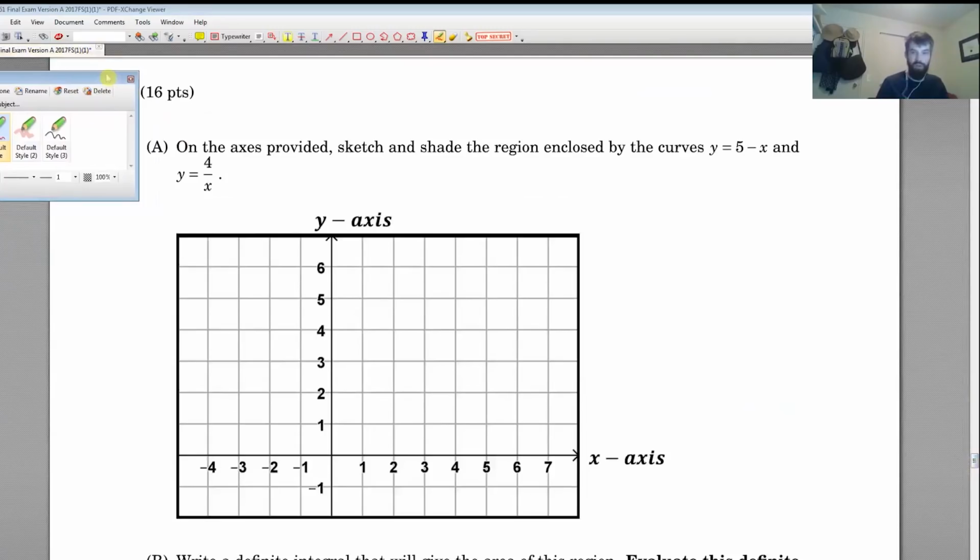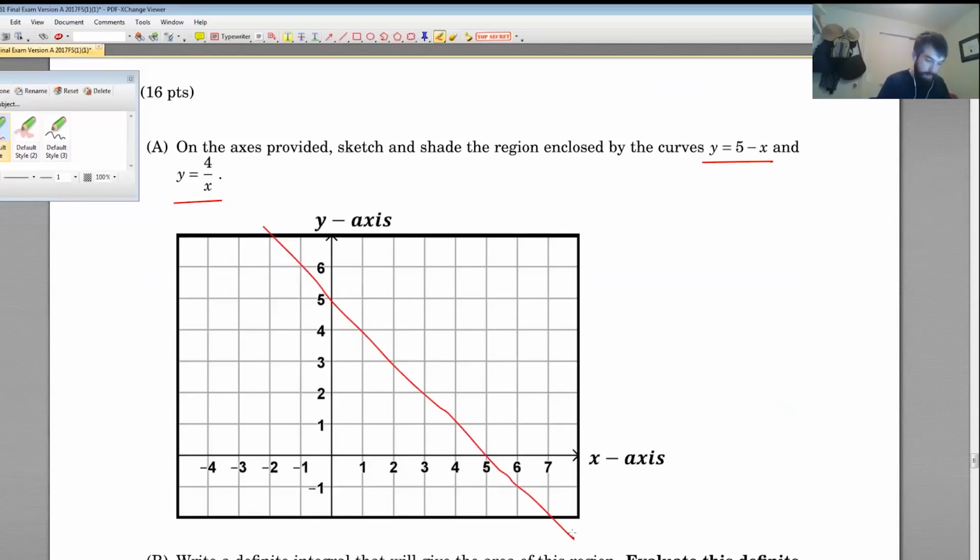We know that areas and volumes are the two big things we have not tested. So I've got two curves, y equals 5 minus x and y equals 4 over x. The first thing I have to do is graph these. So 5 minus x starts up here at 5, and it's a line that goes down like this, all through those connections.